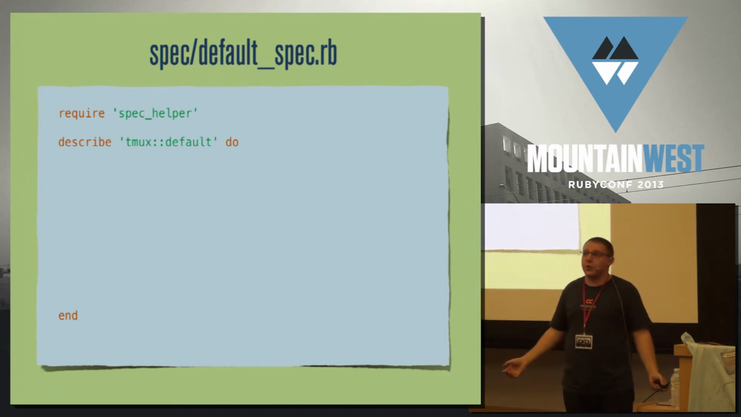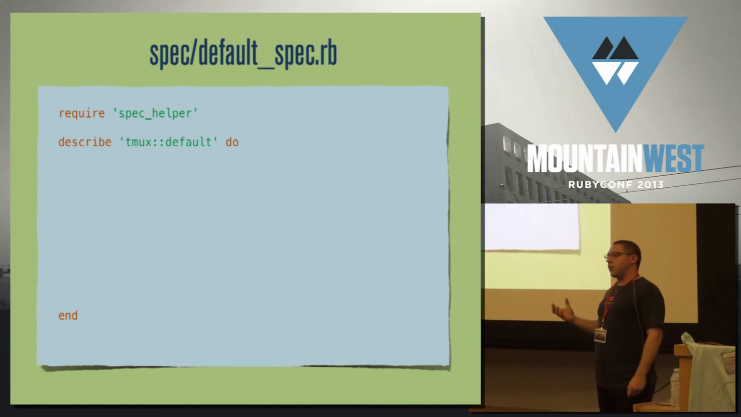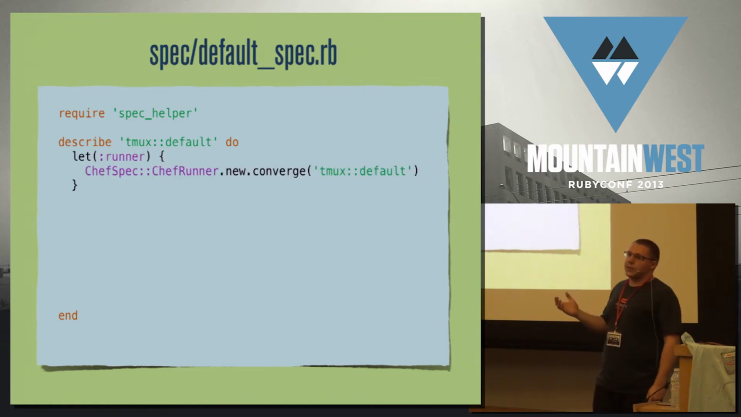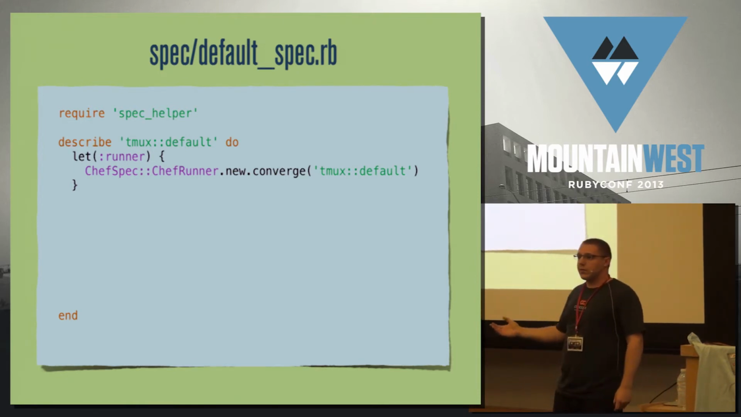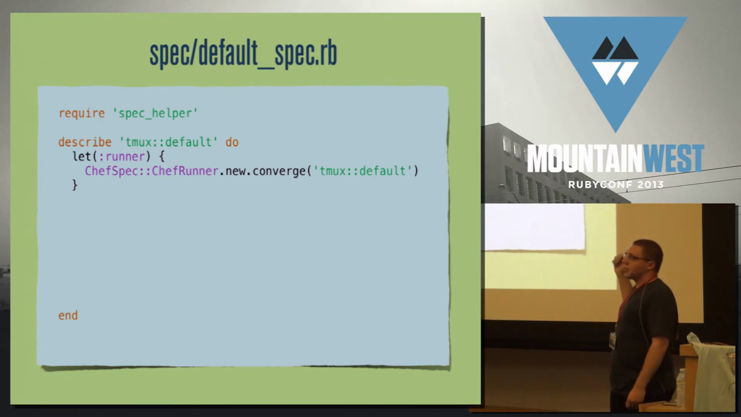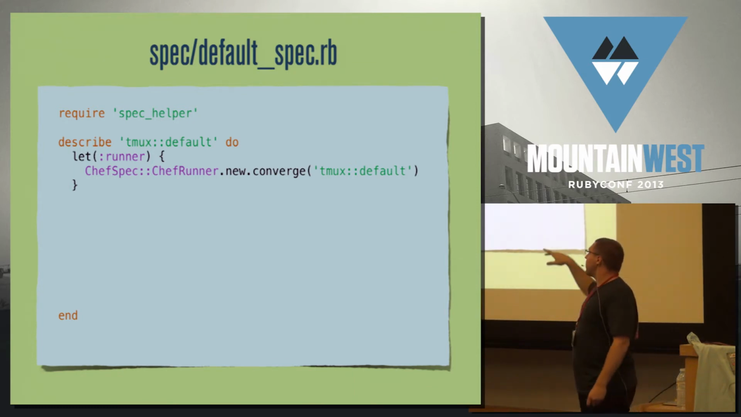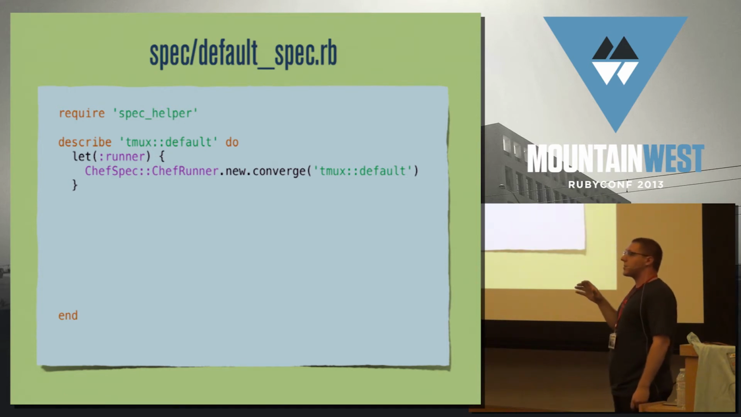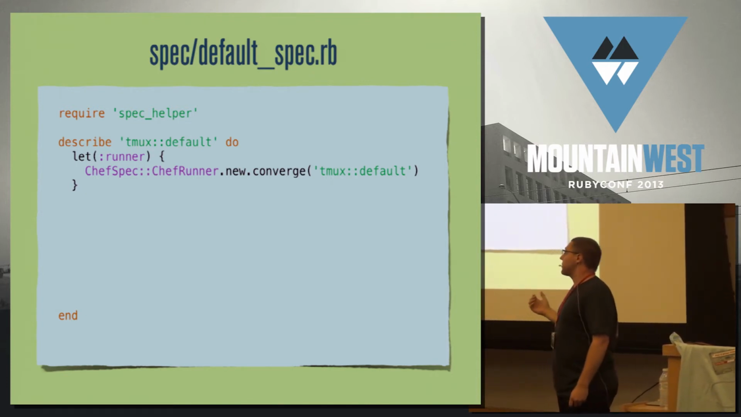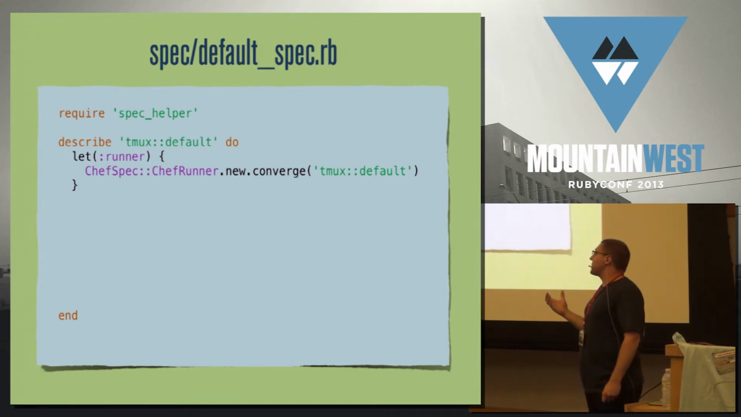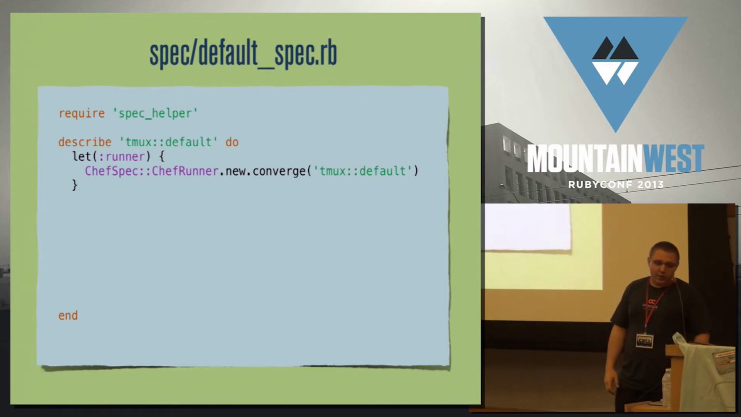So let's write our first test. The first thing we need to do is create a chef runner, and we do that this way. There's multiple ways to create variables. You can make an instance variable in a before block, but I prefer to use let because it's lazy loaded in rspec. And this is the syntax for creating a new chef runner. It's namespaced under ChefSpec. I make a ChefRunner, and I converge on the tmux cookbook. That tmux::default is the Chef syntax saying the tmux cookbook and the default recipe. I could have left out default, and it would have assumed the default recipe, but I wanted to be explicit here. So we now have access to this runner object, and we can write our first test.